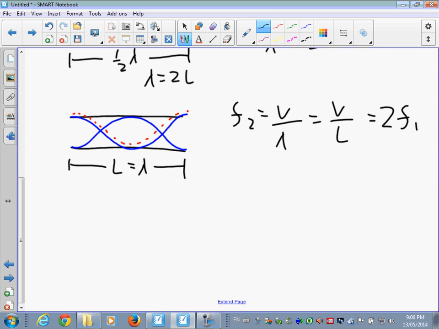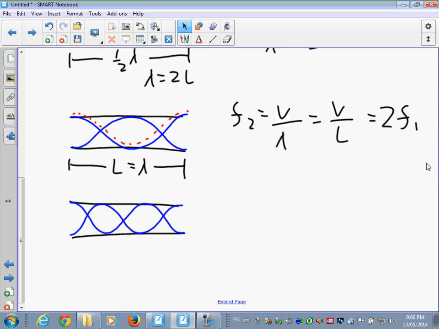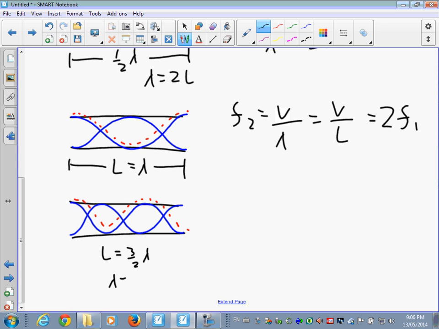And you could draw other diagrams that would look a lot similar to this. So something like that. There's your third standing wave. So here's 1 wavelength there, and then another half wavelength. So L equals 3 halves lambda, or lambda equals 2/3 of an L, and we would end up with F3 equal to 3 times F1. And so we get the same pattern as we did with strings.